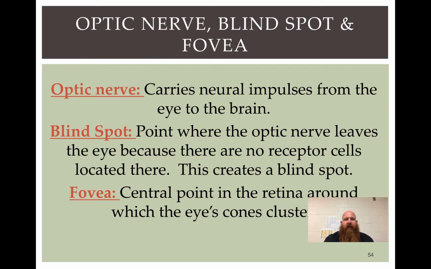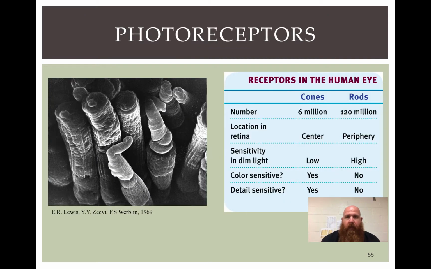And then the fovea is a central point on the retina around which the eye's cones cluster, meaning there are a lot more of them in that area. Now, photoreceptors. We have not quite talked about them much. I'm going to talk about them a little more tomorrow, but we're talking about rods and cones.